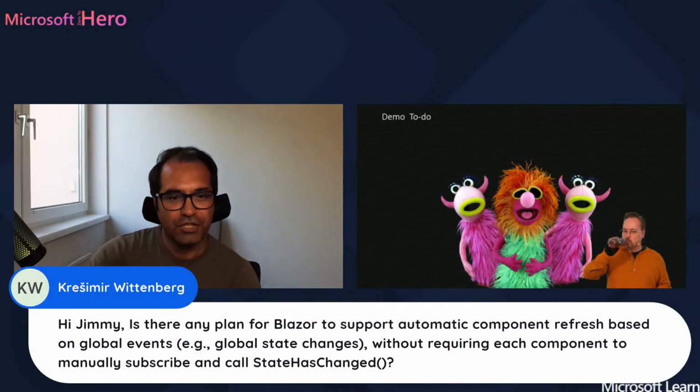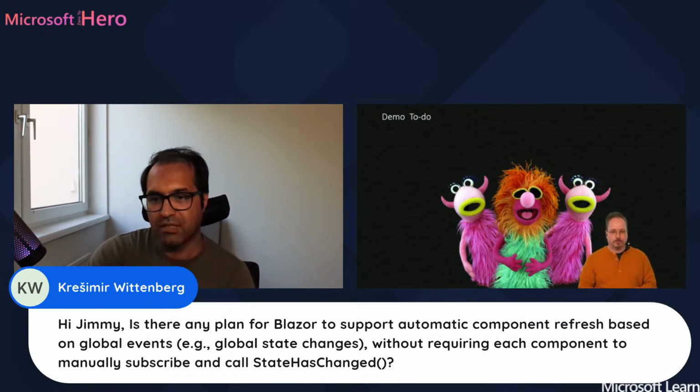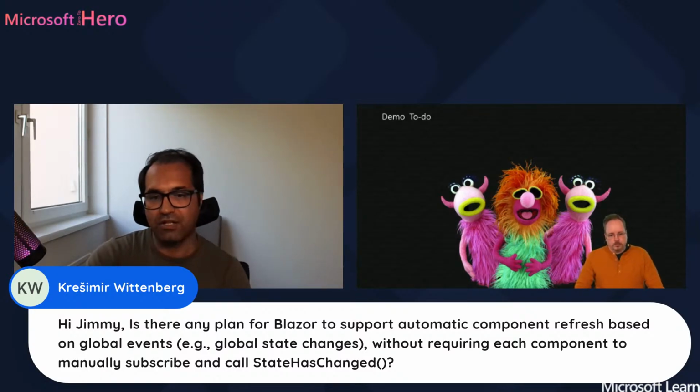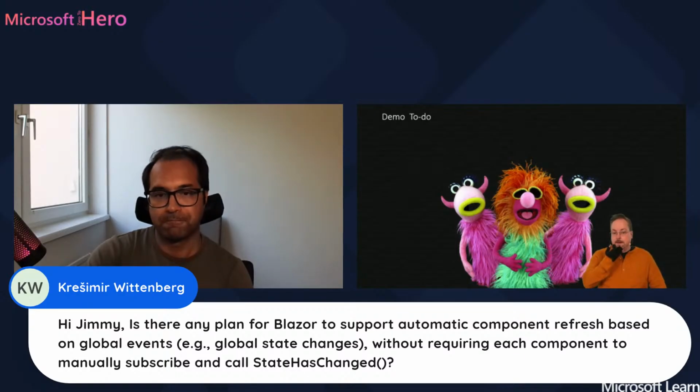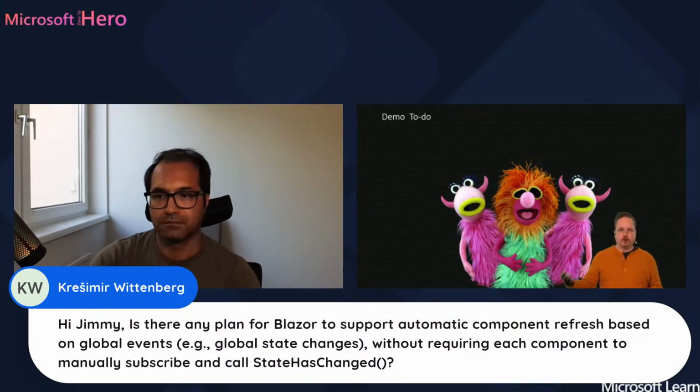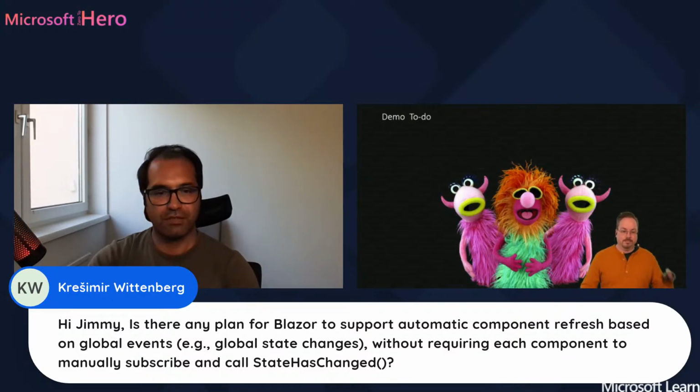Okay, since I'm interrupting, the question is: is there any plan for Blazor to support automatic component refresh based on global events, like global state changes, without requiring each component to manually subscribe and call the StateHasChanged method? Great question. Not that I know. Basically, the problem with Blazor is that on the server, you would still need to subscribe to it and call StateHasChanged. In WebAssembly, you would probably need to get SignalR up and running and get things pushed from the server to the client. But as far as I know, there are no plans of handling that, as of now at least. Okay, thank you. Then let's continue.